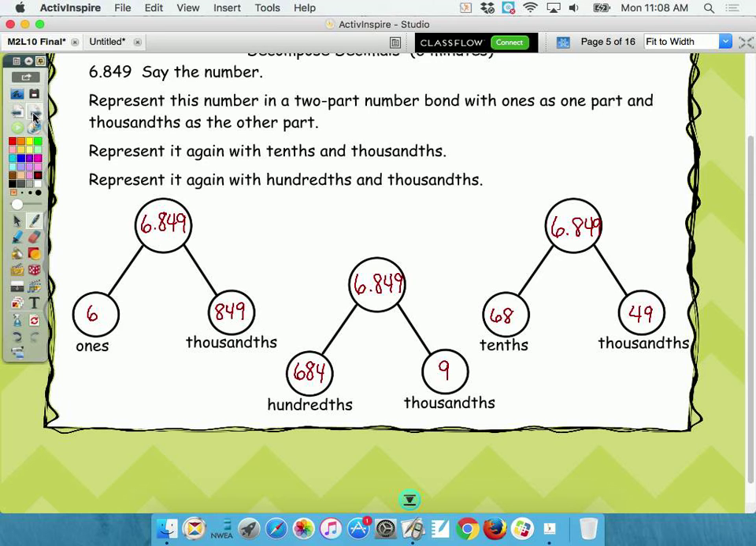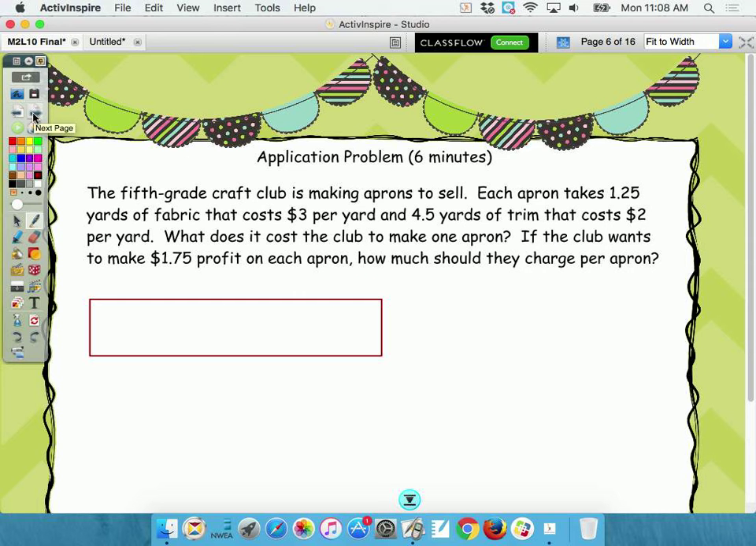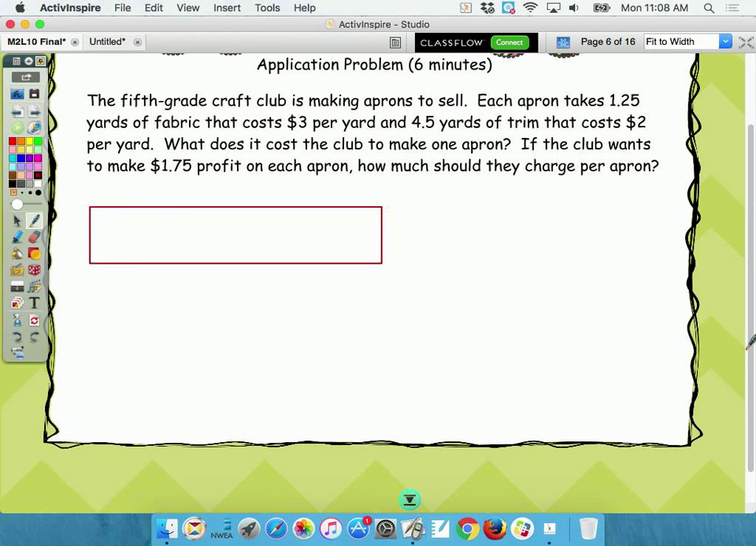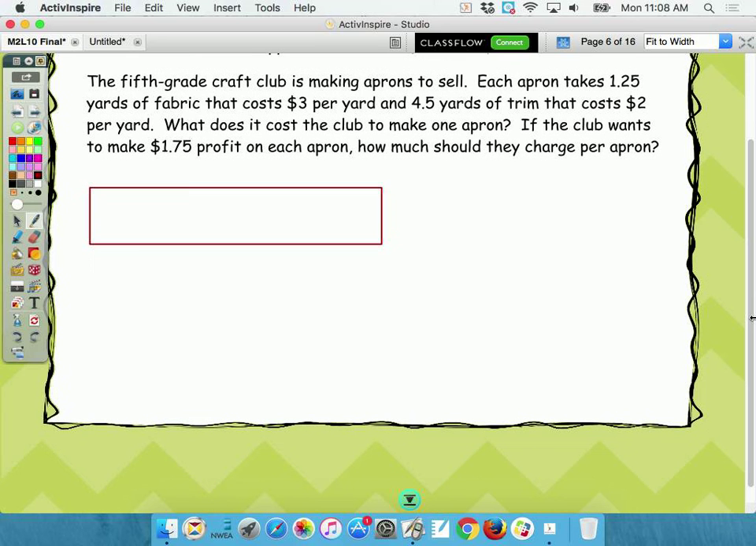Let's take a look at the problem today. This is a great real-world problem. Oh, goodness, I left something on there. So let me read it, and then you can see why I put a pretty big tape diagram. Don't draw it yet, okay? Or if you are going to draw it, make it pretty big.